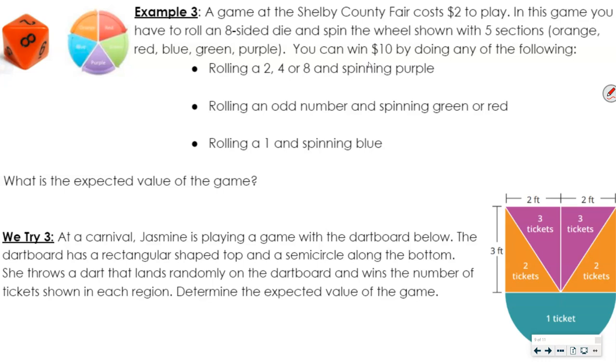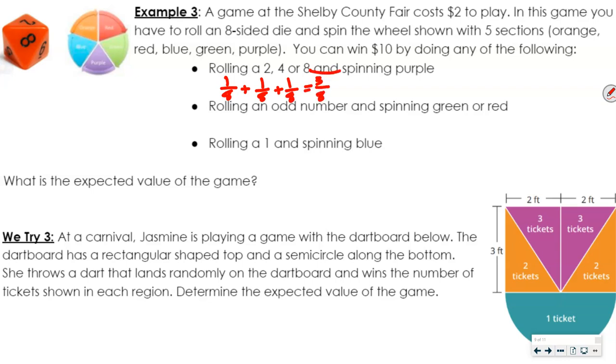So rolling a 2, that's 1 out of 8, plus a 4, 1 out of 8, plus an 8 is 1 out of 8. Sorry, wait, let me go back and do this again. Okay, rolling a 2, that's 1 out of 8. And remember, it says or, so we're going to add. A 4 is 1 out of 8, and an 8 is 1 out of 8. So this is going to be 3 eighths here.